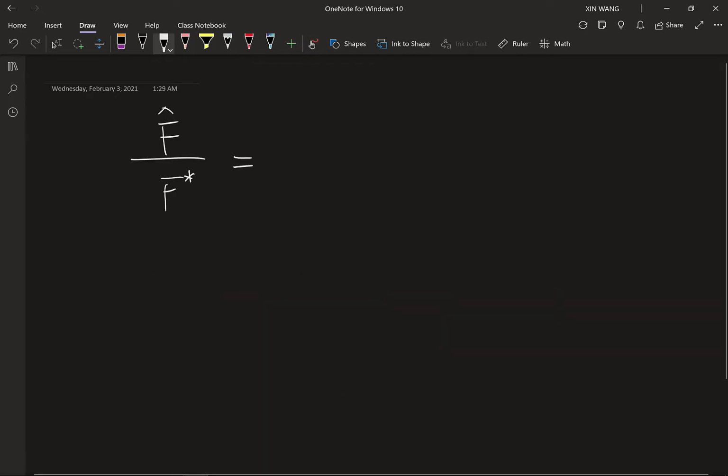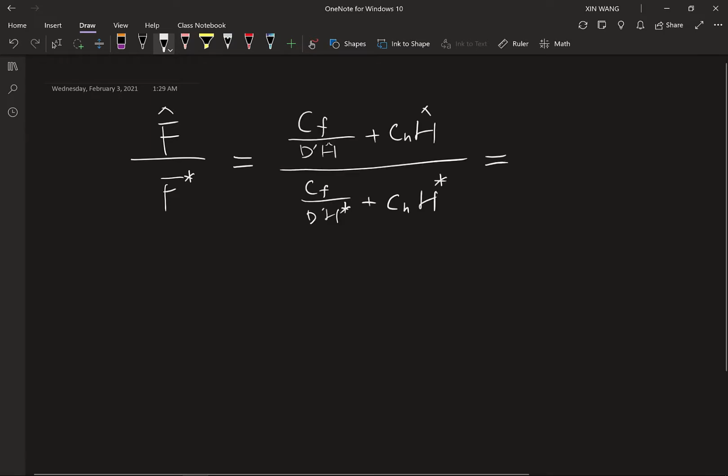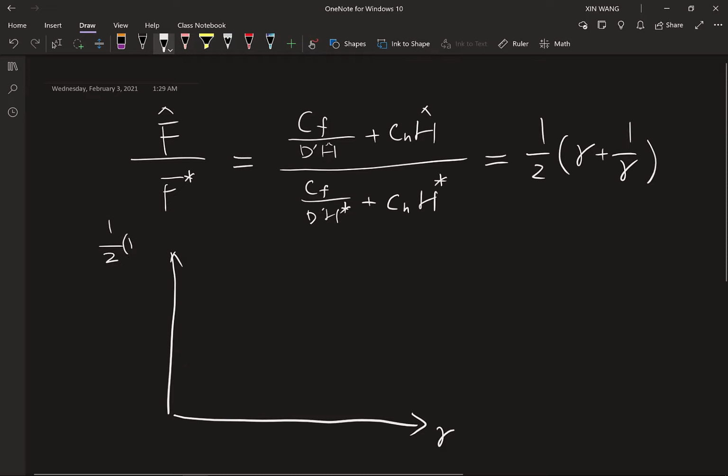After simple derivations, we can show this value is a half times gamma plus gamma inverse. This is a very famous expression in the sensitivity analysis of an EOQ model. It tells you that the error of the objective is relatively small compared with that of the decision variable. Let's plot the error of the objective with respect to the error of the decisions. When gamma is 1, that means there's no error, and the objective should have no error. This is also a U shape.